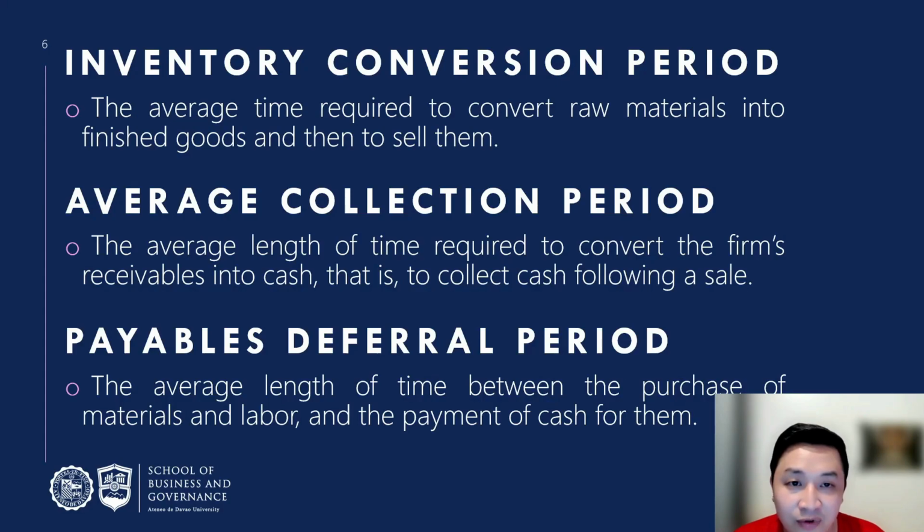The inventory conversion period is the average time required to convert raw materials into finished goods and then to sell them. The average collection period is the average length of time required to convert the firm's receivables into cash. That is, to collect cash following a sale. And the last one, the payables deferral period, is the average length of time between the purchase of materials and labor and the payment of cash for them.